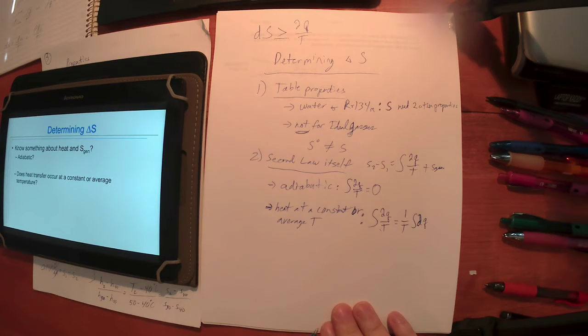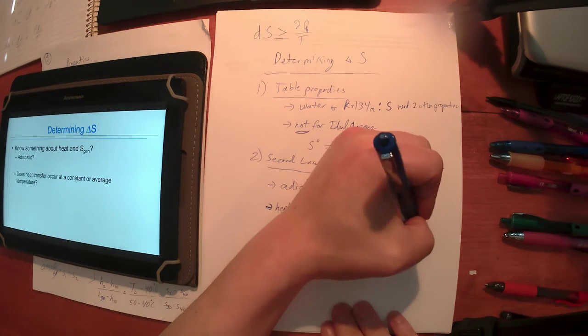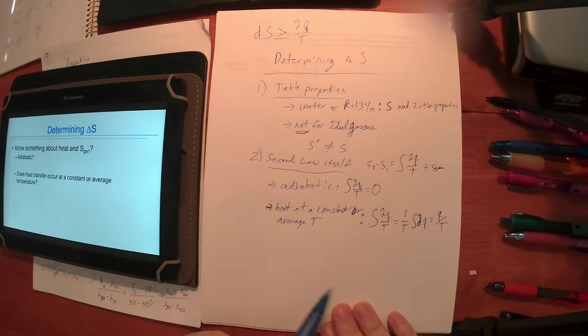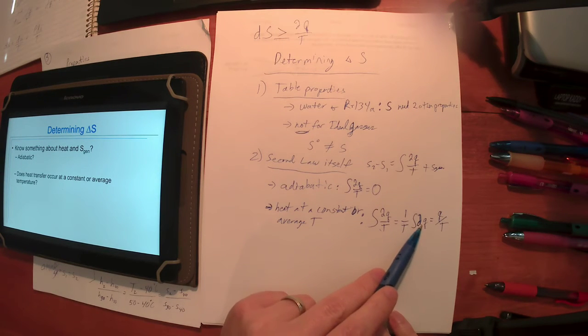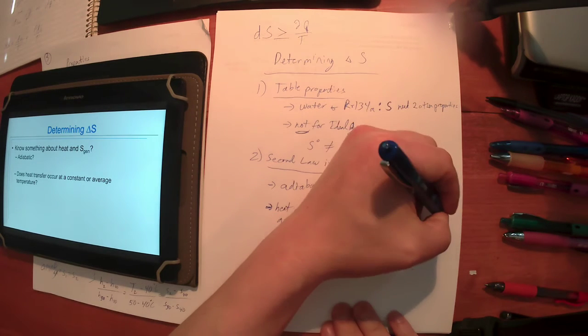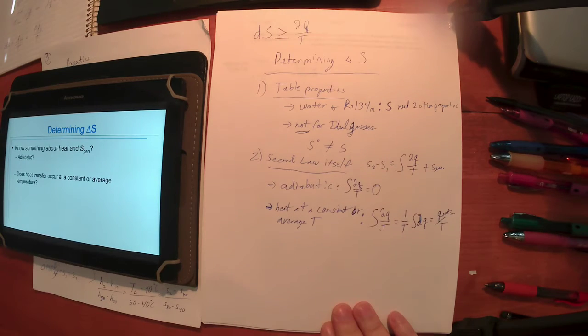So I'm just integrating dq in this case. Well, the integral of dq is just q. So if the T is constant, it comes out of the integral, then I'm just integrating dq, and that's just q over T. Right? This is q net in. Again, remember, add the ins, subtract the outs.